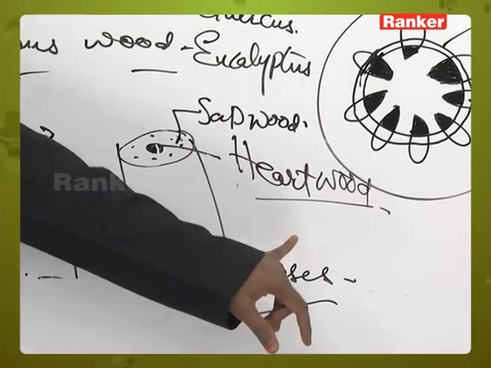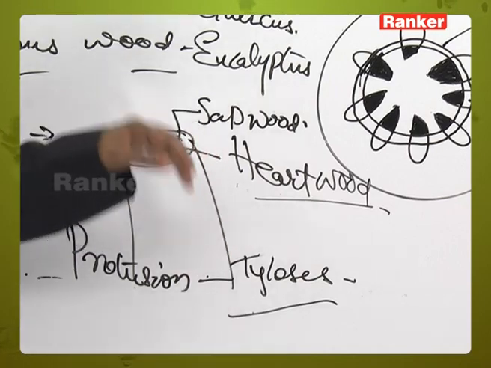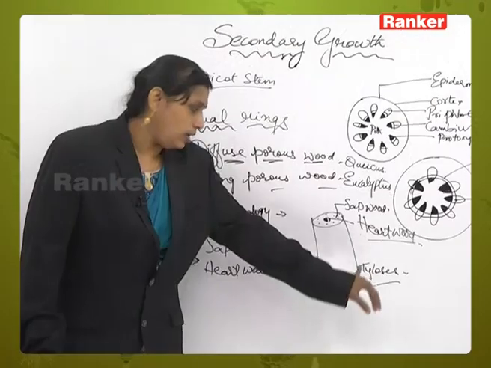Heartwood is basically dead and inactive, and sapwood is active and helps in the transportation of food material. What are tyloses?